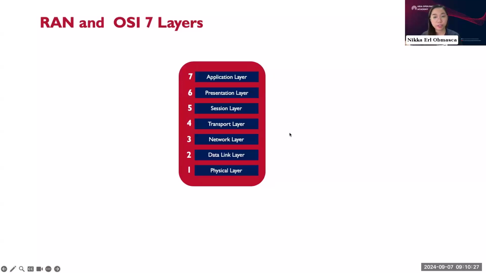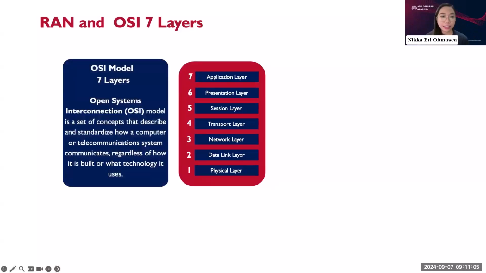So these are very familiar, especially sa mga ECEs natin. Kung iisipin, these layers have different functions. And to easily understand, this is just like a step-by-step process of how we send and receive data across one network. So yung OSI model nga natin is a set of concepts that describe and standardize how a computer or telecommunication system communicates, regardless of how it is built or what technology it uses. So ano-ano ba yung function ng different OSI layer natin?